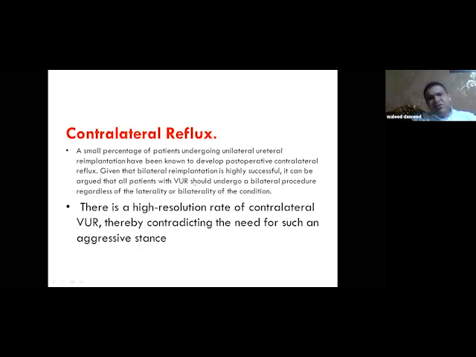Contralateral reflux. Contralateral reflux occurs in about 8% of cases of unilateral re-implantation. A small percentage of patients undergoing unilateral ureteral re-implantation have been known to develop post-operative contralateral reflux. Given that, bilateral implantation might seem mandatory. But there is a high resolution rate of such contralateral reflux, thereby contradicting the need for such aggressive measures. Some authors recommend doing bilateral re-implantation even in case of unilateral reflux or unilateral obstruction for fear of contralateral reflux occurring. But most cases of contralateral reflux disappear.